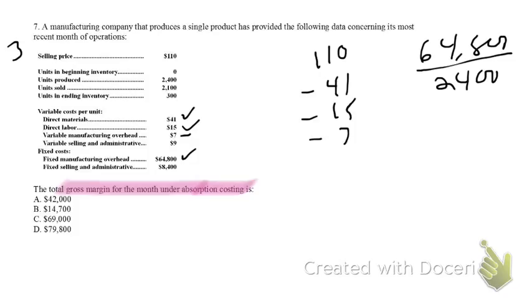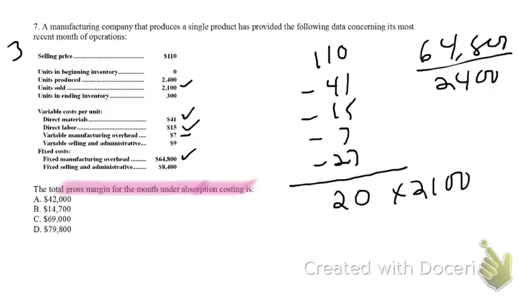And when I take 64,800 divided by 2,400, I get 27. So I subtract $27. And when I do all that, that gives me a $20 contribution margin per unit. Now what I need to do is multiply that times the amount of units that were sold, in this case 2,100. So I've got $20 times 2,100. So my total absorption costing gross margin for the month is $42,000.